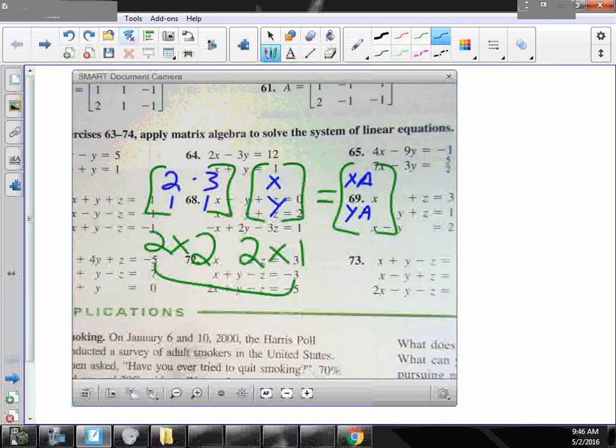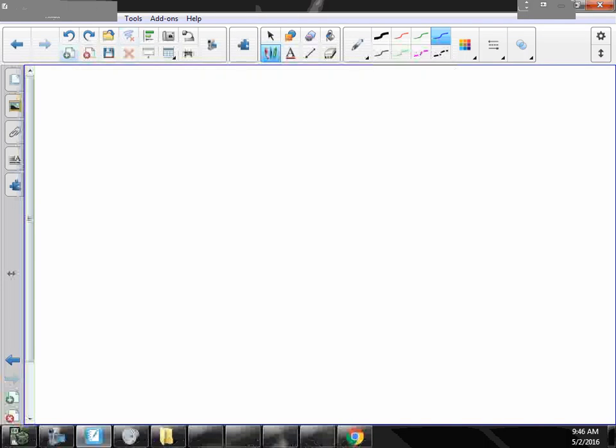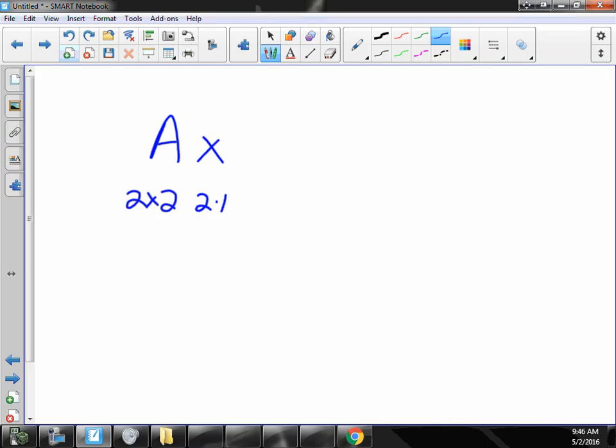So before I do that, let me show you how to do matrix algebra. So we're going to take matrix A, which is 2 by 2. We're going to multiply it by matrix X, which is a 2 by 1. And then our solution matrix is going to be a 2 by 1. Okay, so I'm going to say A times X equals the solution. All right, well, how do we solve for X? We would like to divide by A, but there's no such thing as matrix division. It doesn't exist.